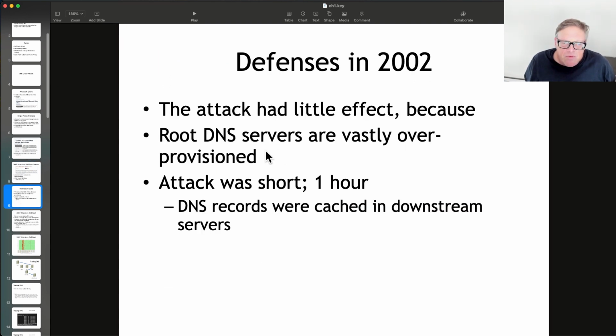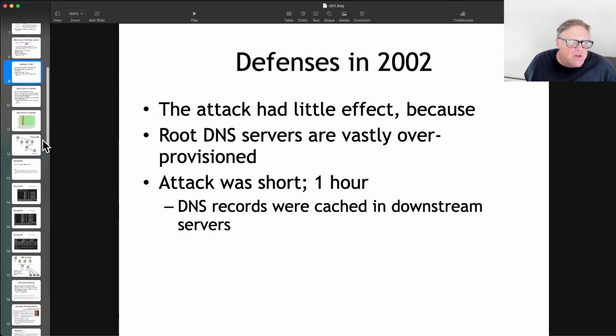The root DNS servers are vastly over-provisioned, which I mean they have far more servers than they need for the ordinary amount of traffic, so they can handle a burst of a really large amount of traffic, and the attack was pretty short. An attack that only goes for 1 hour, even if it were to take down all the DNS root servers, would have very little effect, as we'll see, because the records are cached at lower levels, so most people would still be able to find the information they need to surf the web.